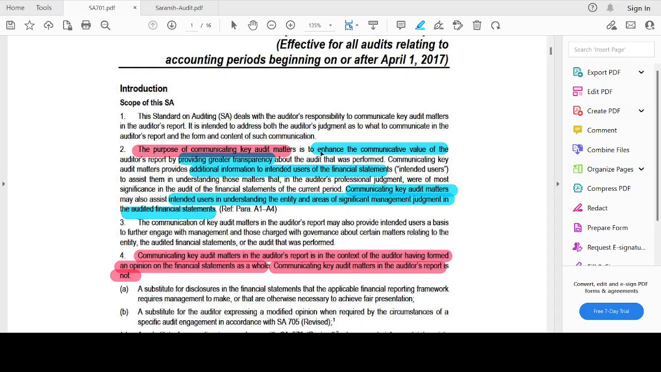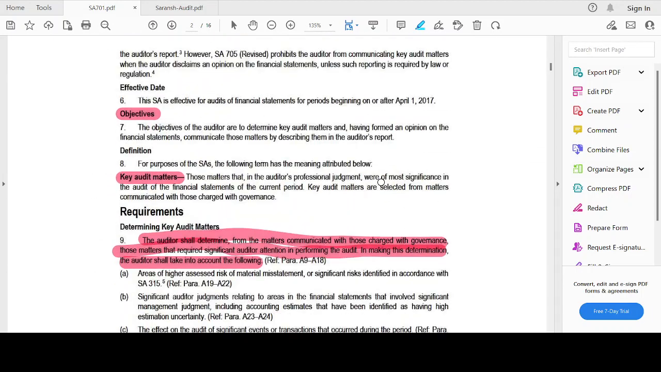What does key audit matter mean? Key audit matters are those matters that, in the auditor's professional judgment, were of most significance in the audit of the financial statements of the current period. So only in the current period, these matters are of most significance during the audit based on the auditor's professional judgment. Key audit matters are selected from the matters that are communicated with those charged with governance. So it is selected from those matters which have already been communicated with those charged with governance.